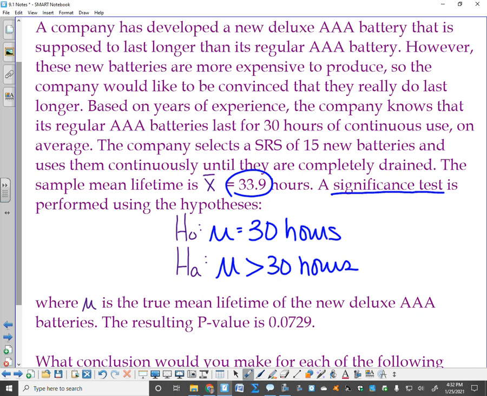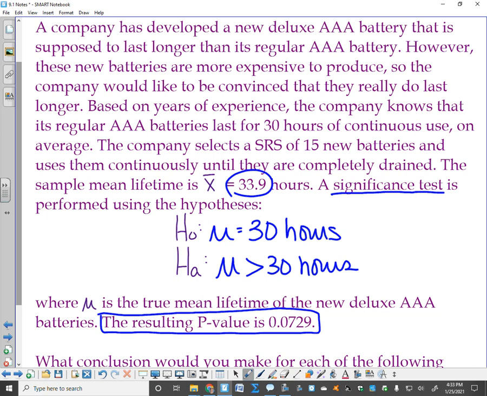Now, what I have not done is define my mu, but if I keep reading, they've defined it for me. It says where mu is the true mean lifetime of the new deluxe AAA battery. Then, voila, it gives me a p-value. This is what you will learn how to find in 8.2 and 8.3. Right now, they're giving it to you on a silver platter. Now, that p-value is 7% and some change.